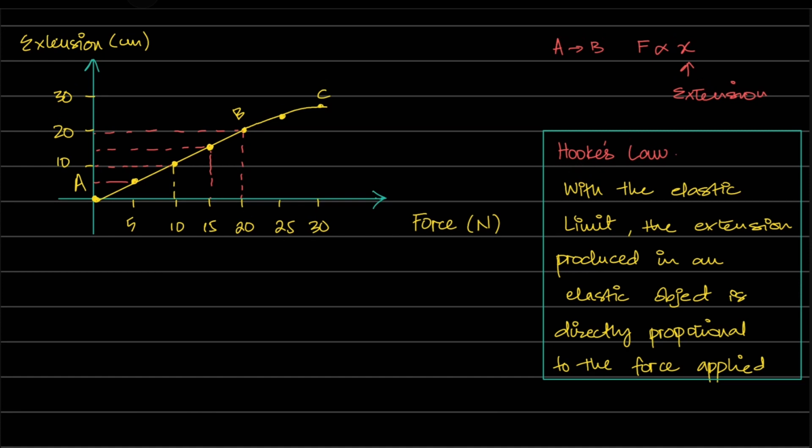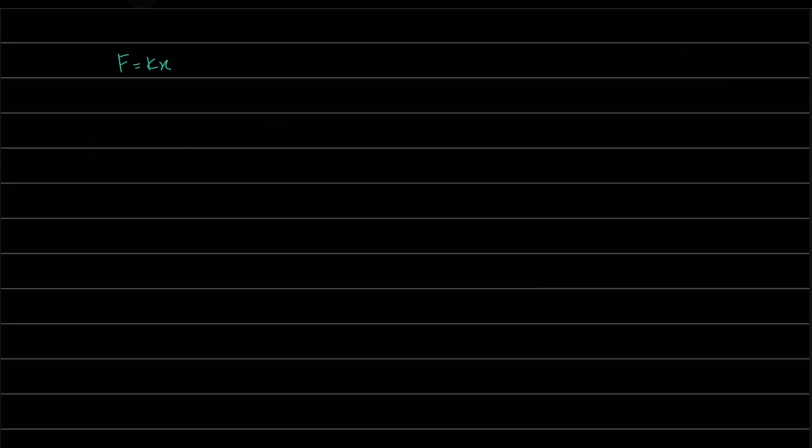Okay, now this is what we have for Hooke's law. What is Hooke's law? Hooke's law states that within the elastic limit, the extension which is produced in an elastic object is directly proportional to the force which is applied. Whenever force is applied, there's an extension observed in the length of the spring as well, right?